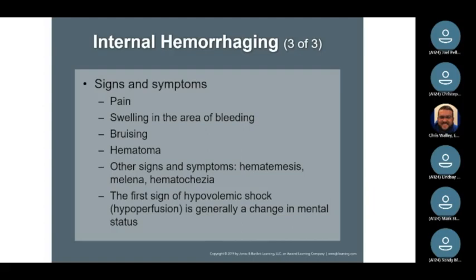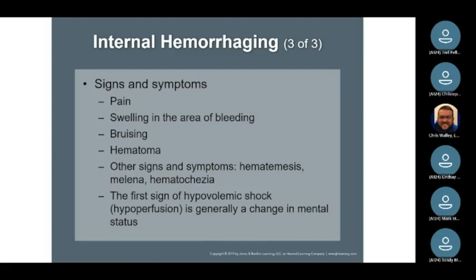The first sign of hypovolemic shock, hypoperfusion, is generally a change in mental status, such as anxiety, restlessness, or combativeness. Signs in hypoperfusion suggesting internal bleeding. Again, at your altered level of consciousness, they're gonna tank fast. They're gonna go down fast. Tachycardia, weakness, fainting, and dizziness at rest.